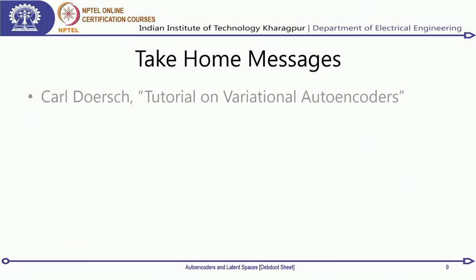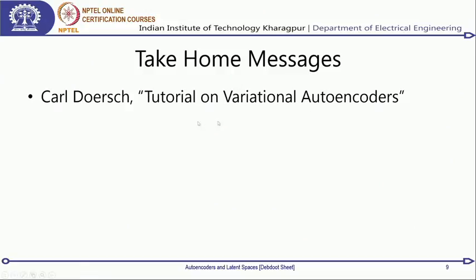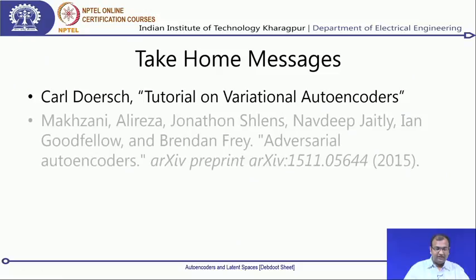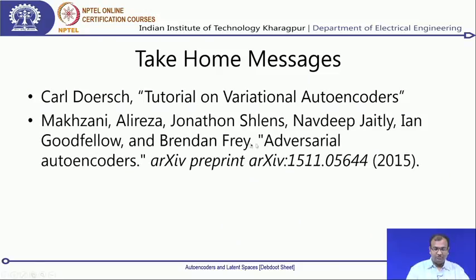So finally, if you want to read more about it, the best place to go is this tutorial on variational autoencoders by Carl Doersch, and you also need to go through this particular one on adversarial autoencoders by Goodfellow and his team. This particular paper on adversarial autoencoders is what we will be studying in detail as well, and it is one of the best treatises on this particular field.